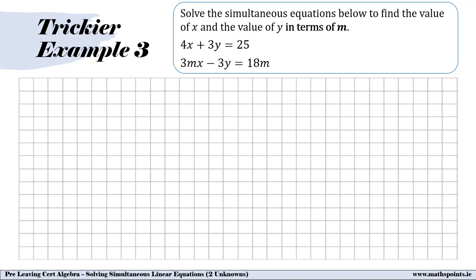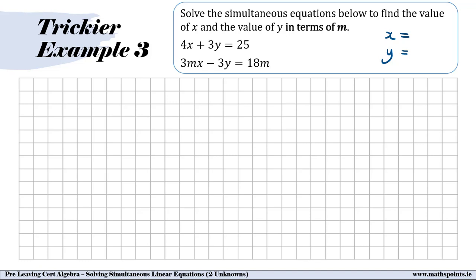So example 3 has also been taken from a coordinate geometry question. We have two equations as we did in the previous examples with variables x and y. And so we're looking in this question to find the value of x and the value of y. But we're asked to give our answer in terms of m. So there's an extra letter in the question, m.